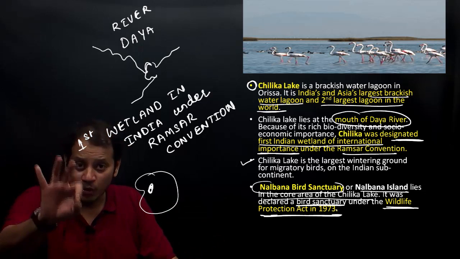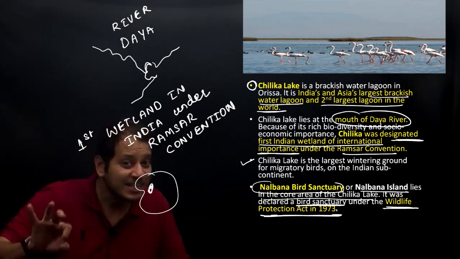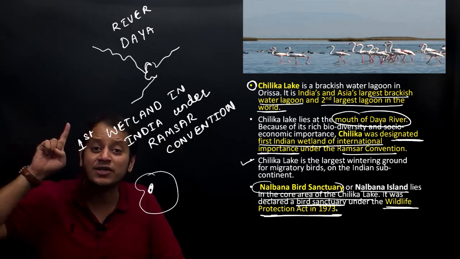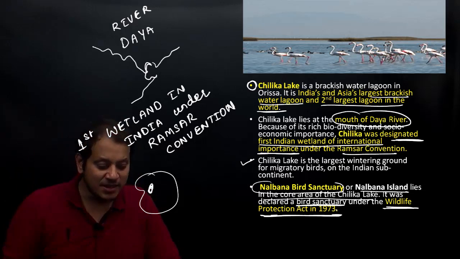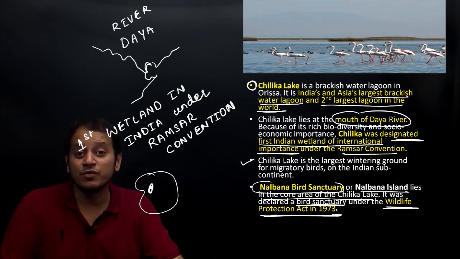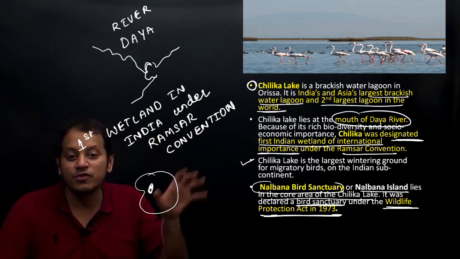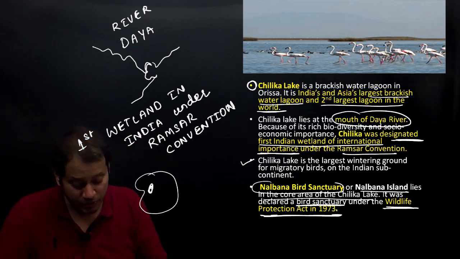Chilka Lake, Orissa. Nalbana Bird Sanctuary inside the Chilka Lake. So obviously it lies in the state of Orissa, and this is one of the places for greater migratory birds. The reason for giving you these photos is so that it gets fit into your mind. So remember this photo and Nalbana Bird Sanctuary.